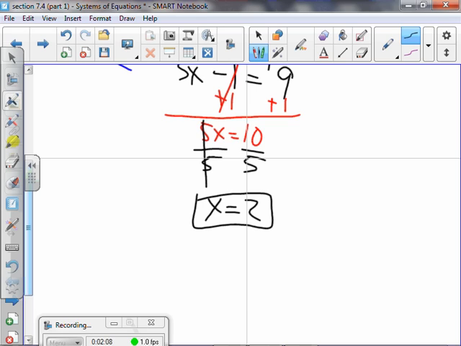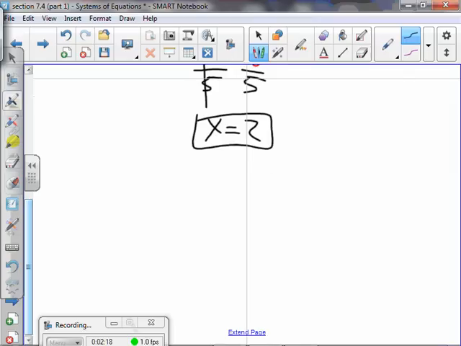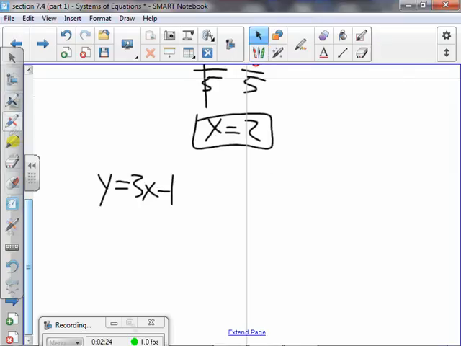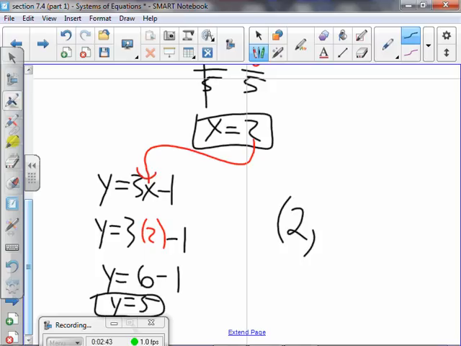I'm not done, however, because I still need to take one of the equations from the beginning. 3x minus 1 looks like the one that's easier, so I'll use that. Y equals 3x minus 1. And I'm going to plug in this x equals 2 where x is. So if x equals 2, what does the rest of it become? Y equals 3 times 2 minus 1. So y equals 6 minus 1. So y equals 5. And I have found my x, I have found my y, and so my solution is 2, 5.